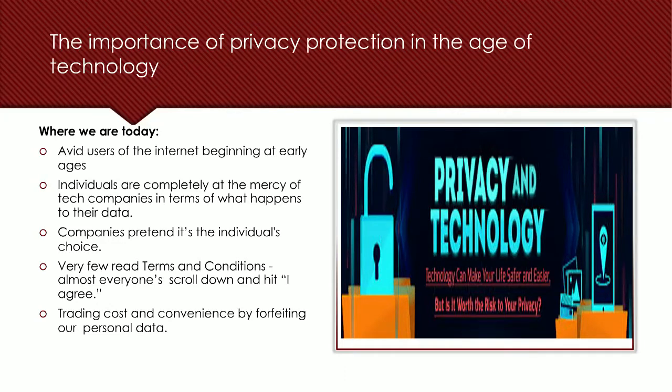He basically summarized and said, we as society are avid users of the internet, and we've begun this at early ages. Individuals are completely at the mercy of technology companies in terms of what happens to their data. Companies pretend that it's the individual's choice about how their data is used, but really, people don't understand, because very few people read the terms and conditions, and everybody always, including myself, scrolls down to the bottom and hits agree. And finally, we are probably trading cost and convenience by forfeiting our data.